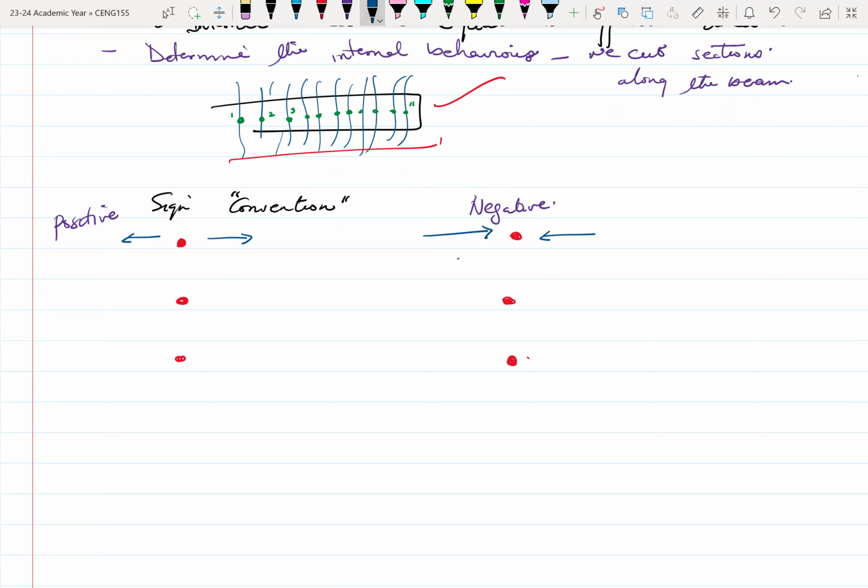So in terms of the shear, so this is for axial. We have shear, and then we have the bending moment. So with a shear, if you have all forces on the left of the point going upwards, they are positive. If you have all forces on the left going downwards, they are negative. All right.